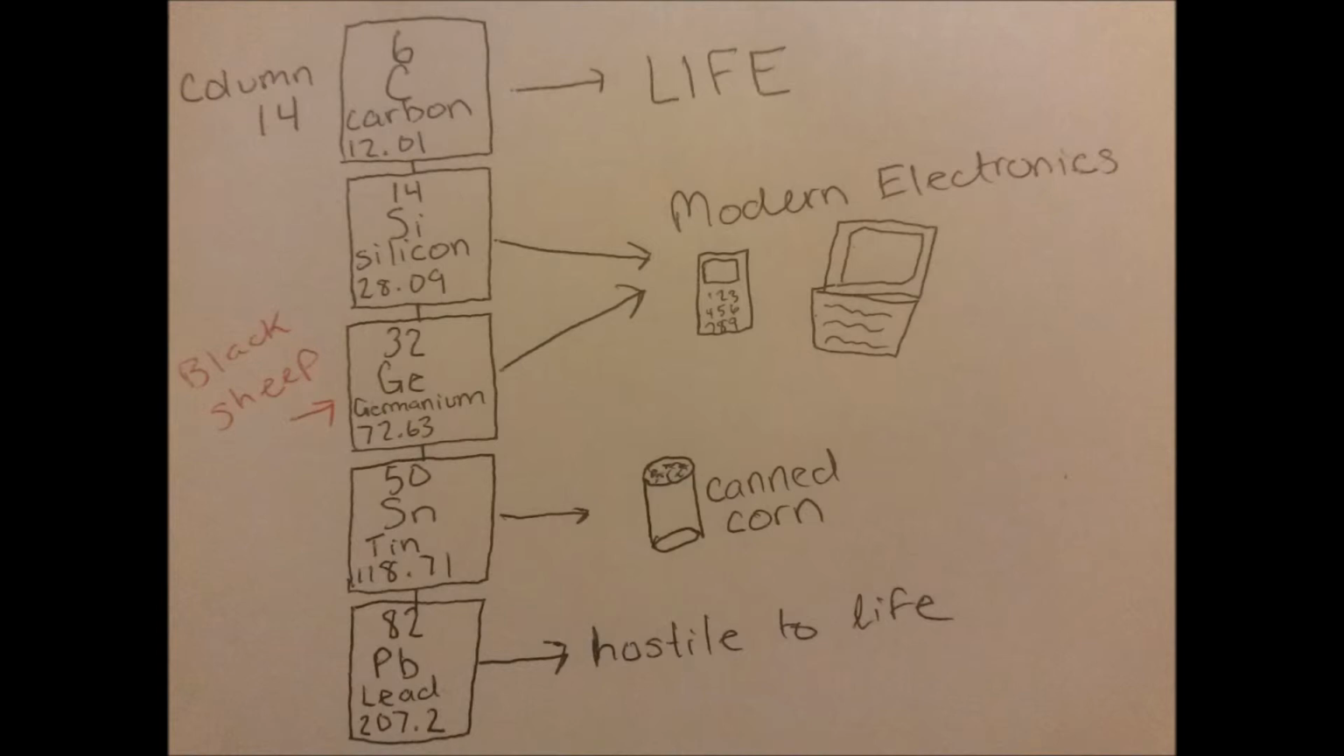The black sheep of column 14 is known as germanium, which is considered a sorry, no-luck element. On the other hand, silicon is used in computers, microchips, cars, calculators, and semiconductors. The author then goes on to talk about an incident that could have changed the fate of germanium today.